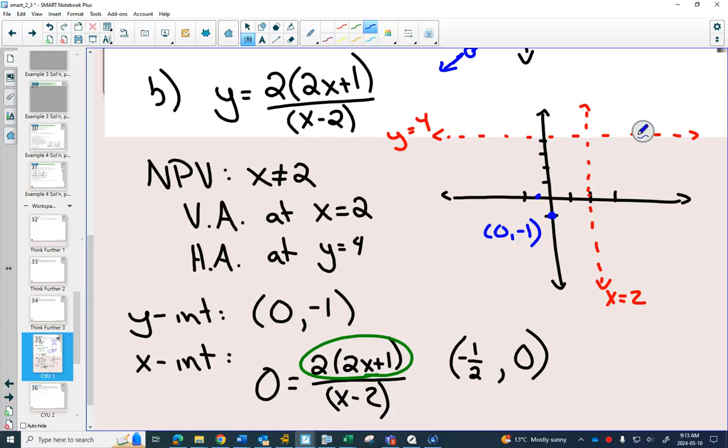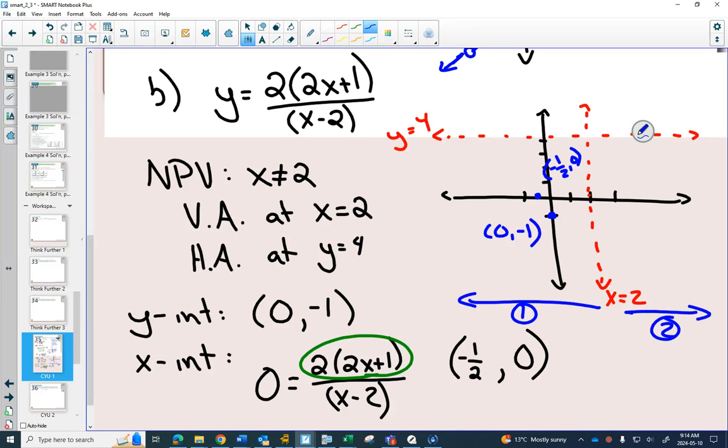So again, on my graph, I label negative 1/2, 0. Now in part 4, it says label y-intercepts, x-intercepts, and nice points, 1 per section. So we're going to talk about how this graph, we technically have 2 sections split up by a vertical asymptote. We have section 1 on this side, and we have section 2 on this side.